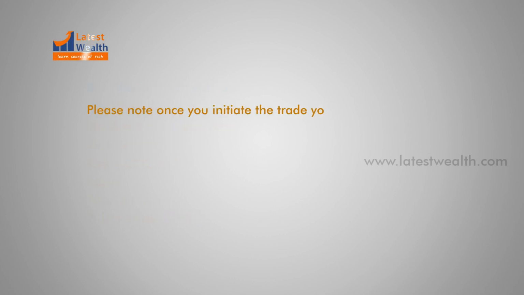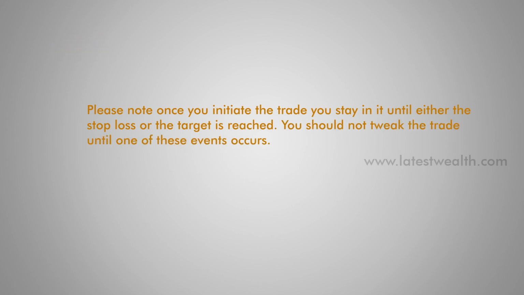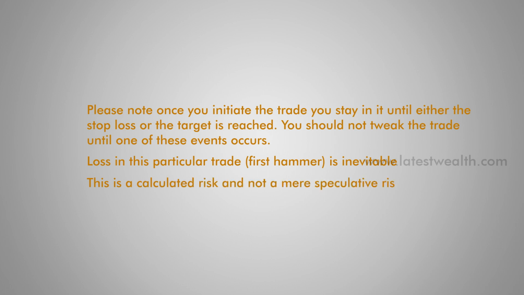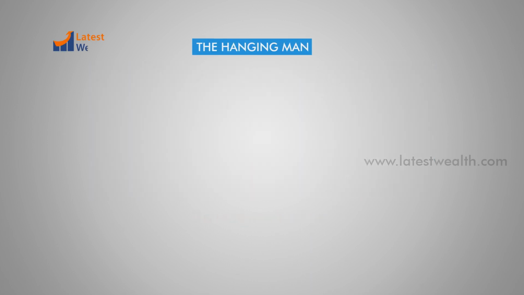Please note, once you initiate the trade, you stay in it until either the stop loss or the target is reached. You should not tweak the trade until one of these events occurs. The loss in this particular trade, the second hammer, is inevitable. But remember, this is a calculated risk and not a mere speculative risk. Here is another chart where the perfect hammer appears. However, it does not satisfy the prior trend condition, hence it is not a defined pattern. See that perfect hammer.